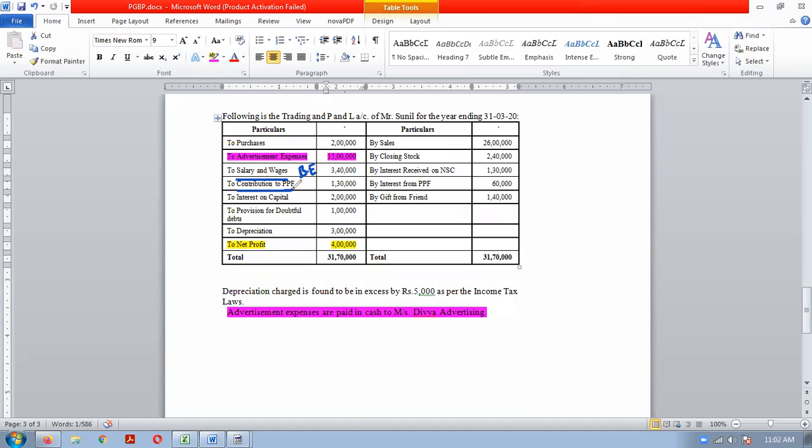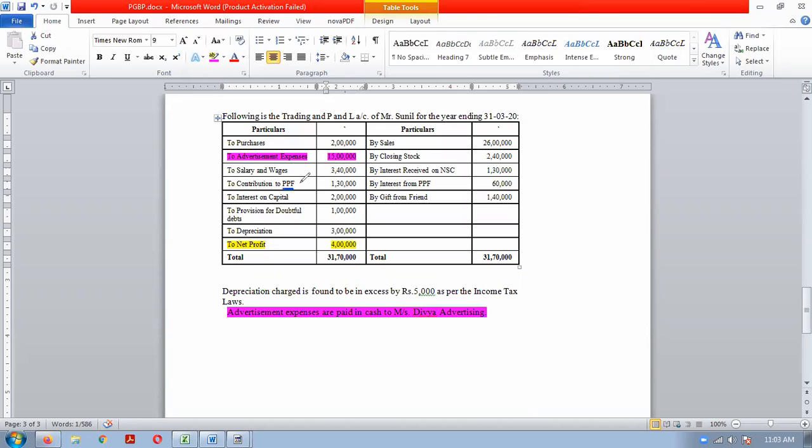PPF means Public Provident Fund. Okay. So this Mr. Sunil is making his own contribution to Public Provident Fund. So this is a personal expenditure and he is debiting that to profit and loss account. Here it is not said that it is employer's contribution for employees. Here it is said that it is a PPF. So we will assume that it is for Mr. Sunil. Okay, he is making investment in Public Provident Fund.